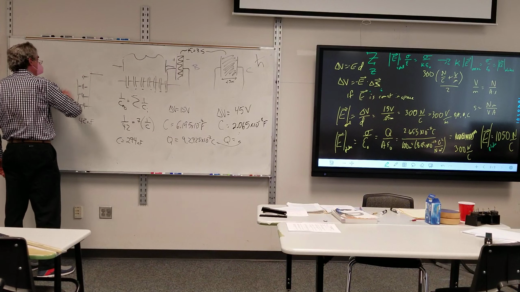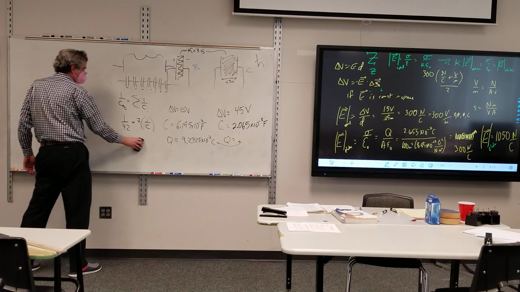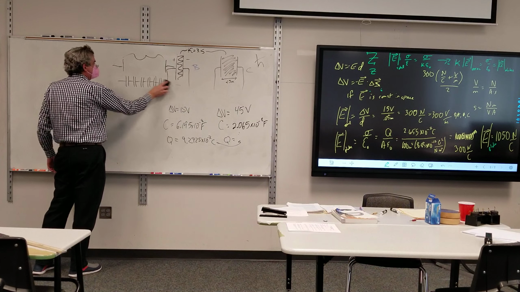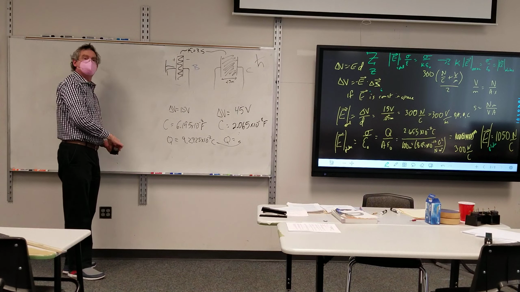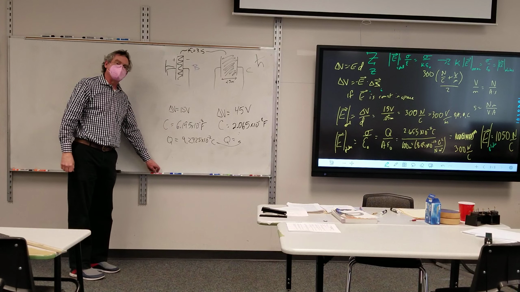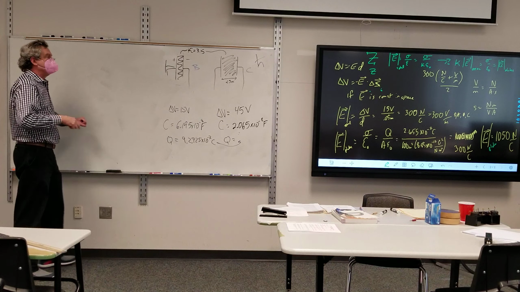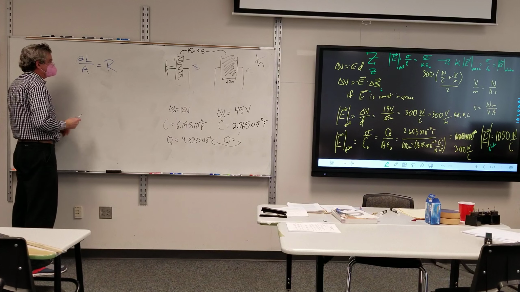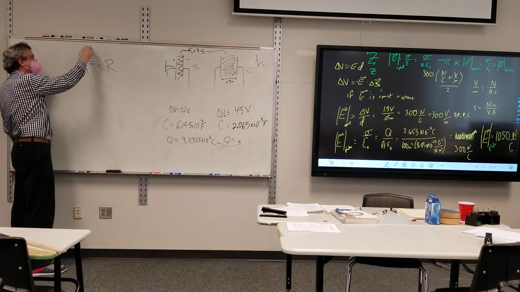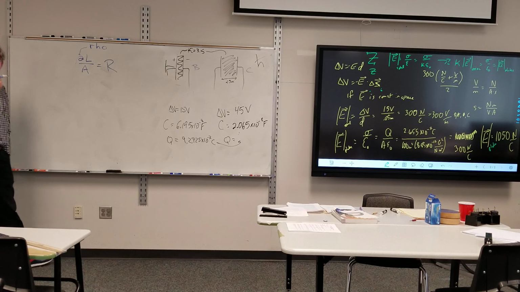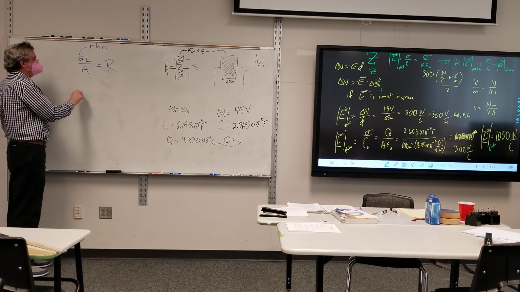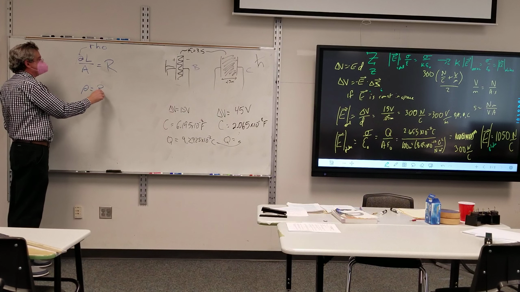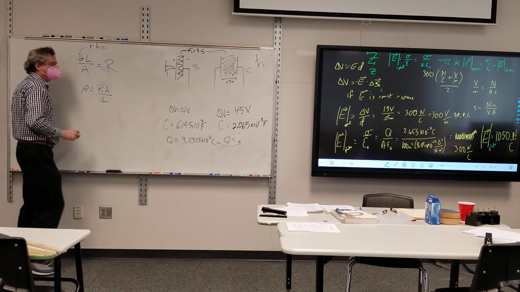Well, what's a formula which has resistivity in it? Is it rho L over area? It is equal to the resistance. That symbol's called rho, a Greek letter. So rho is just the resistance times the area over the length.